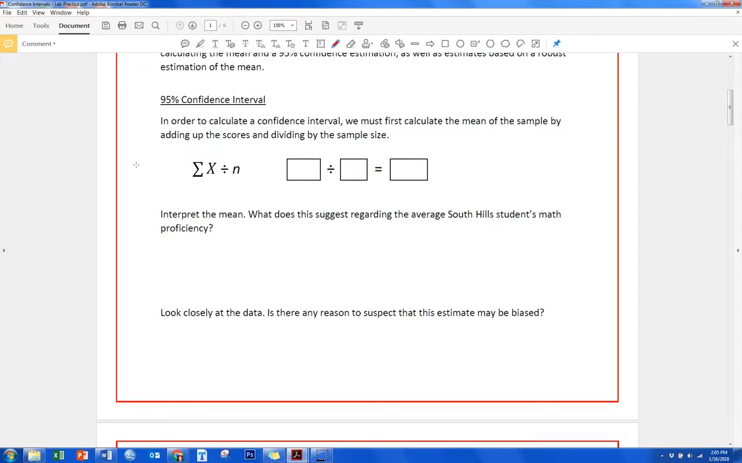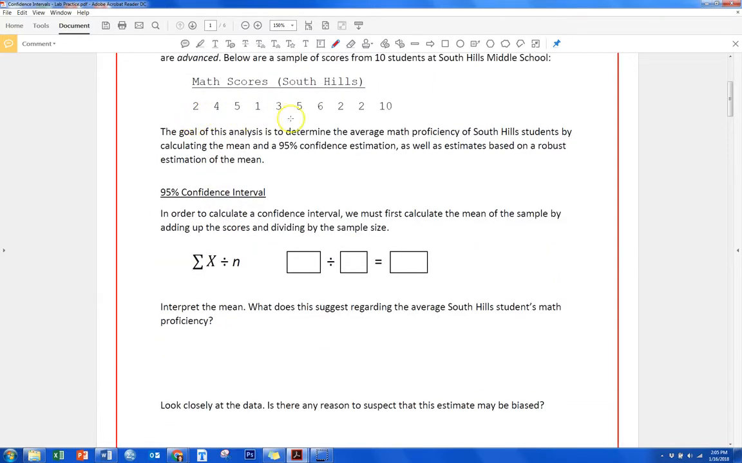Now, we've done this before. This is a common statistical procedure. We add up all of the values and divide by the number of values. So this is the equation for the mean. This symbol right here, sigma, is the symbol for summing or addition. X refers to each individual value, so we're going to add up all the individual values. Those are these right here. We'll add them up, and we'll divide by n, which is the number of observations.